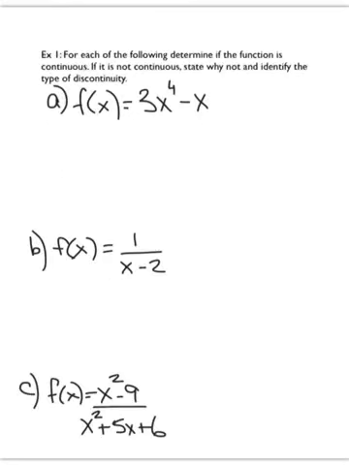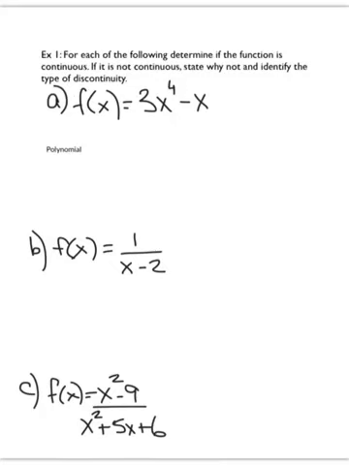Now let's do a couple of examples. For each of the following, determine if the function is continuous. If it's not continuous, state why not and identify the type of discontinuity. So the first function is f of x equals 3x to the power 4 minus x. This is a quartic function, and of course it's a polynomial.